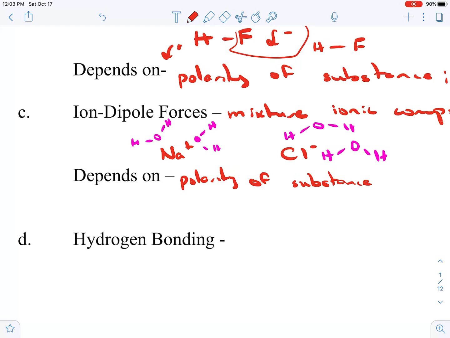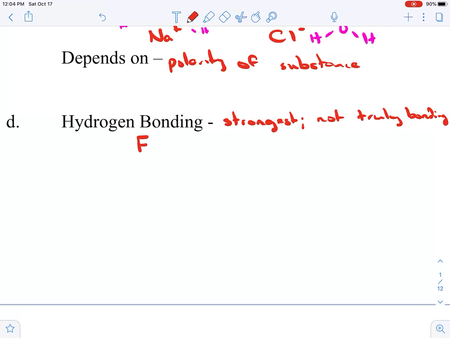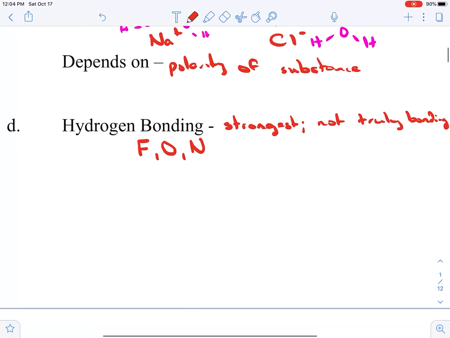There's one last one, and we have hydrogen bonding. Hydrogen bonding is the strongest of the intermolecular forces. The really big key here is that it's not truly bonding. Even though it's called a bond, it is not a bond. What has happened here is we have hydrogen bonded to one of the 3 bigs, if you will, F, O, or N. When hydrogen is bonded to fluorine, oxygen, or nitrogen, this creates a very, very polar bond. So what hydrogen bonding is, it is truly just a really, really strong dipole-dipole force.